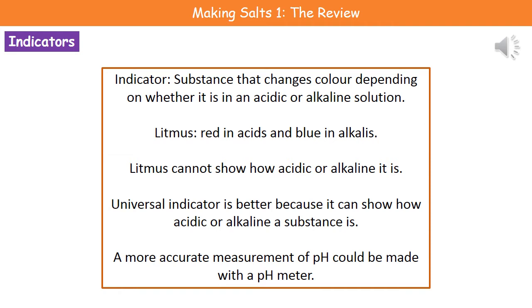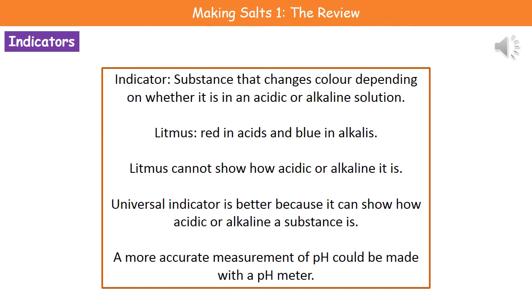In order to determine whether a substance is an acid or an alkali, what we need to do is use something called an indicator. Now, an indicator is just a substance that's going to change colour depending on what solution we put it in. One example is litmus, and litmus will go red in acids and blue in alkalis.